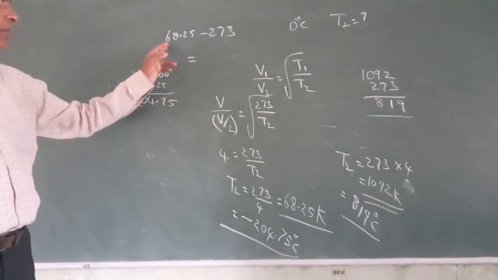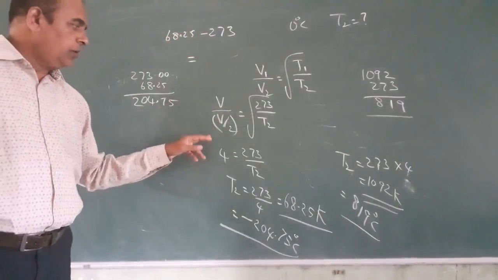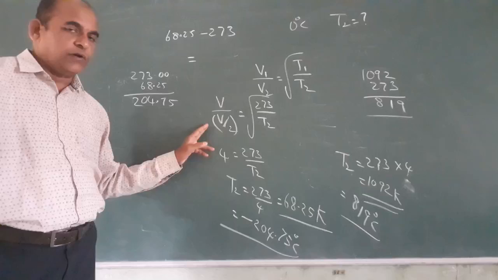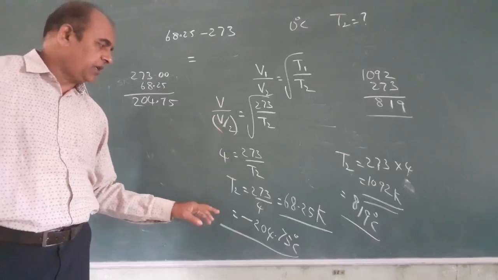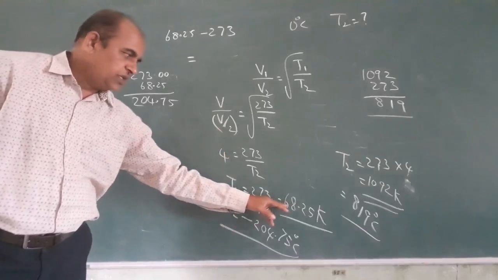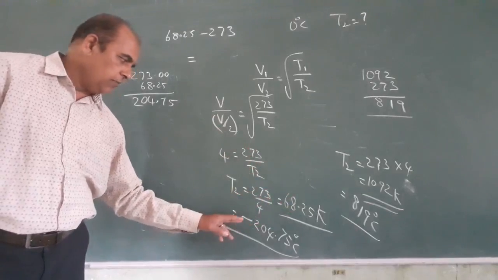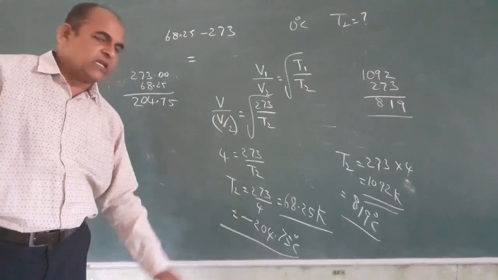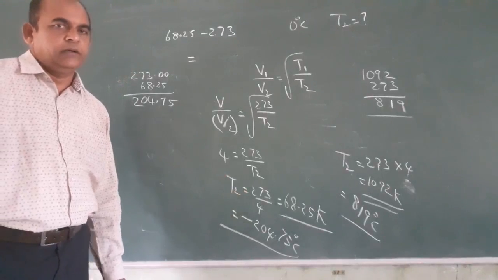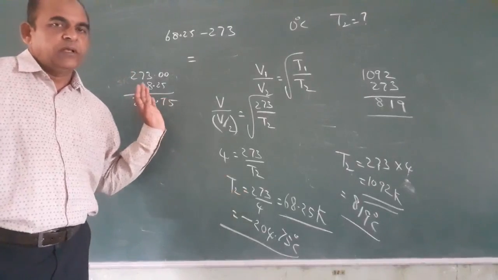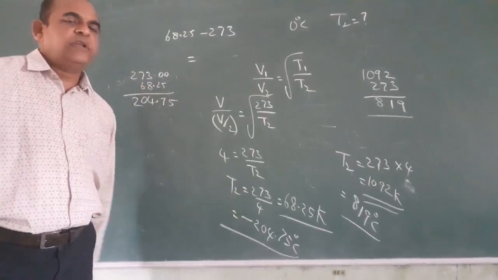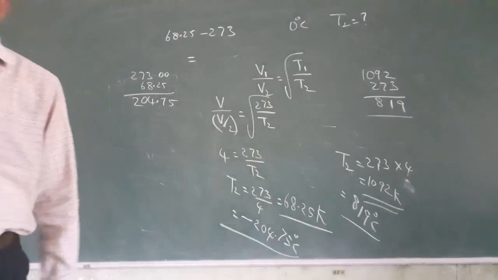Many of them make subtraction mistakes. So at what temperature is the velocity of sound half that at 0 degrees centigrade? Either 68.25 Kelvin or minus 204.75 degrees centigrade. So this is about the kinetic theory of gases.